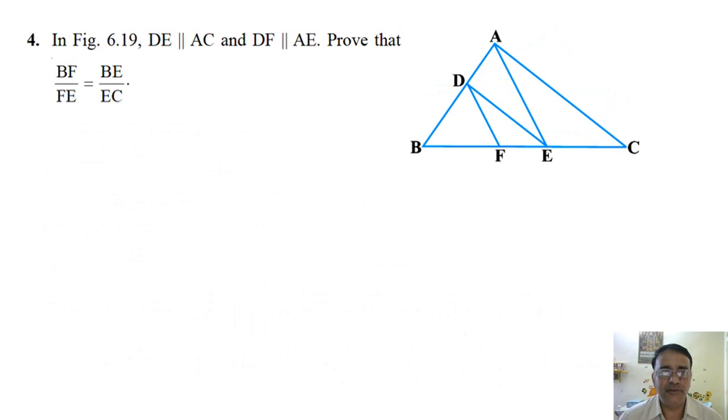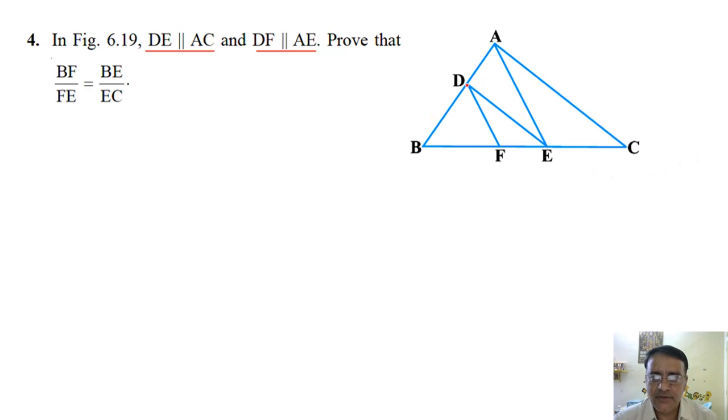Okay, now we'll move towards the next question, question number 4. In figure 6.919, again two sets of parallel lines are given. Again here we have to identify the triangle. So DE is parallel to AC belongs to which triangle? Triangle ABC. Very good, triangle ABC, full triangle.